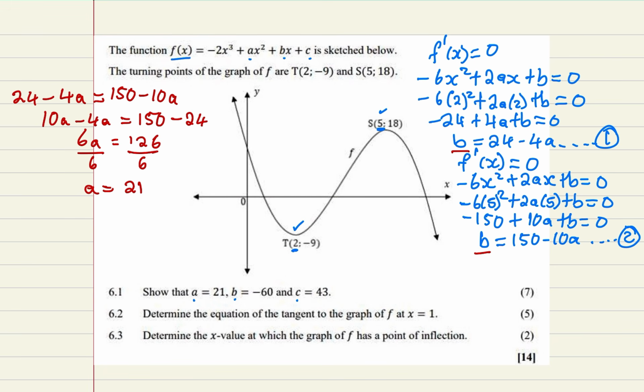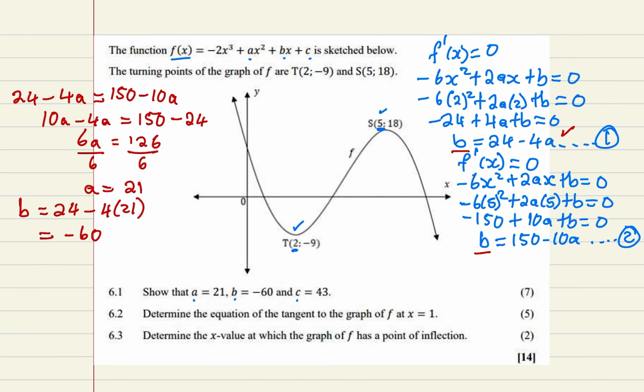Now since we have our positive 21, let's substitute into either equation for b, for example that one. So b equals 24 minus 4 into 21. Substituting into the calculator, we can see that we have negative 60 as our answer.